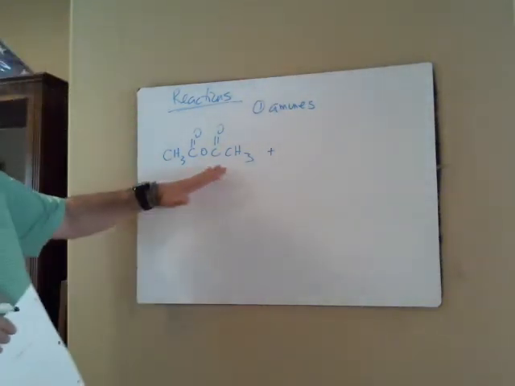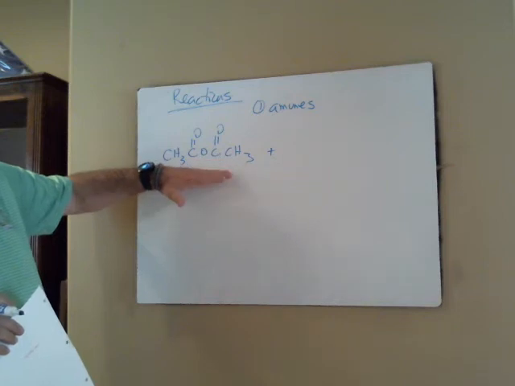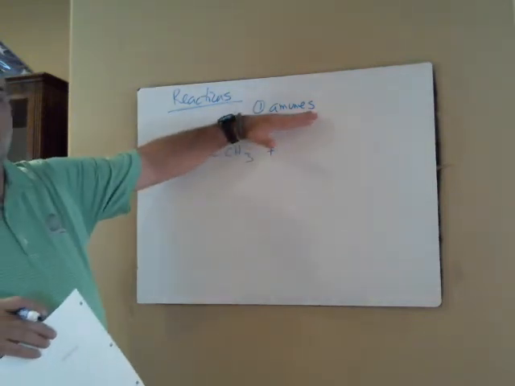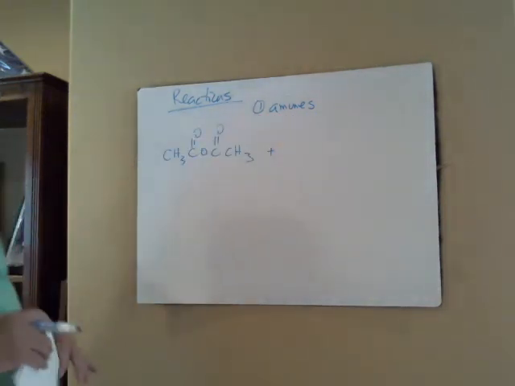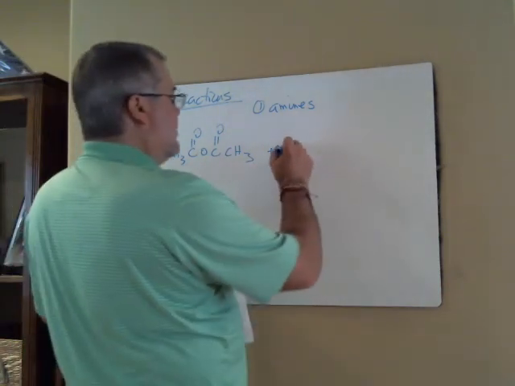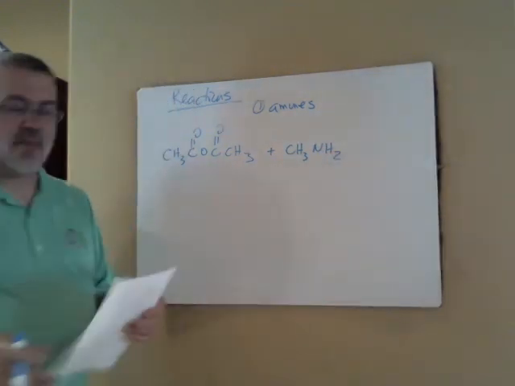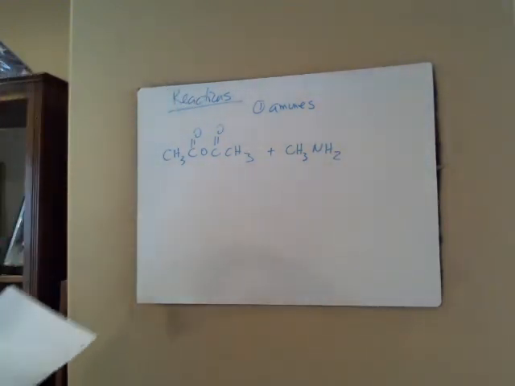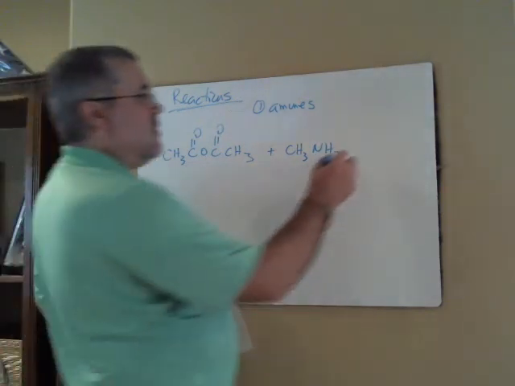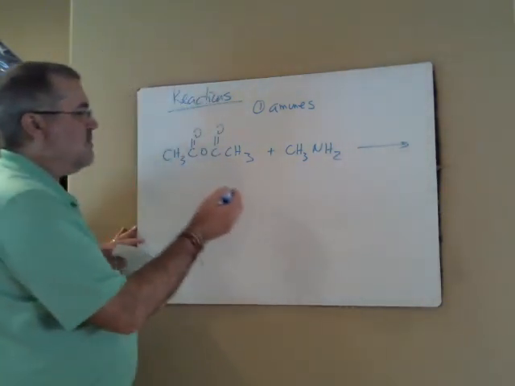So what will happen if I react an acid anhydride with the nucleophile being an amine? What is the product going to be? Let me draw just a primary amine here. What do you think the product is going to be? We can predict this, right?